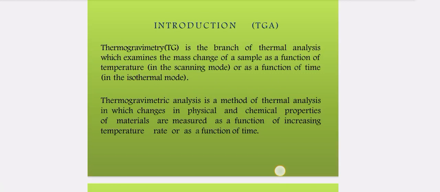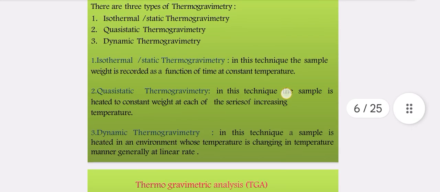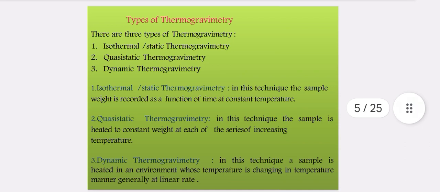Thermogravimetric analysis is a method of thermal analysis in which changes in physical and chemical properties of the material are measured, which means in this technique, both the physical and the chemical properties of the material are measured with respect to its increasing temperature rate or as function of time. Next are the types of thermogravimetry. So there are three types of thermogravimetry.